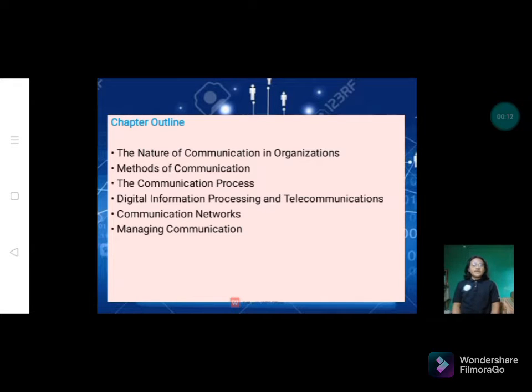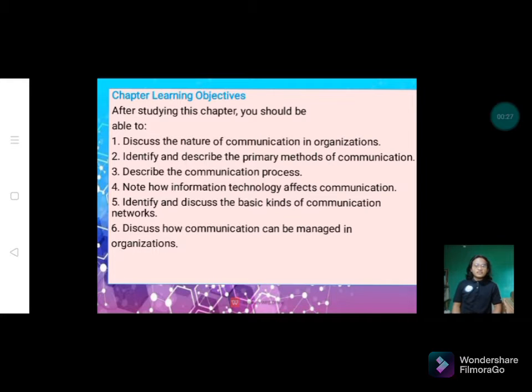So, the chapter outlined the nature of communication in organizations, methods of communication, the communication process, digital information processing and telecommunication, communication networks, managing communication. And the next is the objectives. After studying this chapter, you should be able to discuss the nature of communication in organization, identify and describe the primary methods of communication, describe the communication process, note how information technology affects communication, identify and discuss the basic kinds of communication networks, discuss how communication can be managed in an organization.